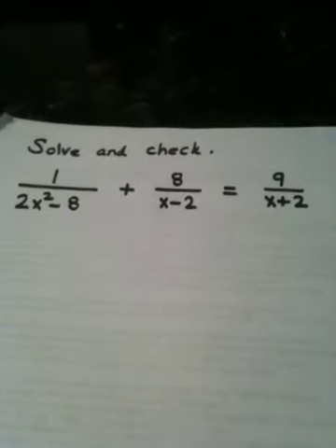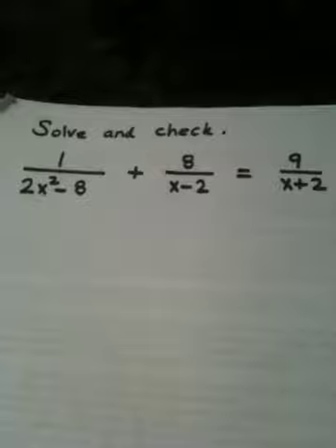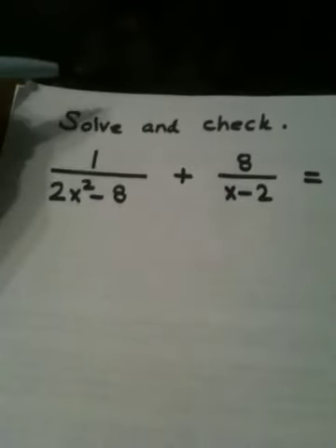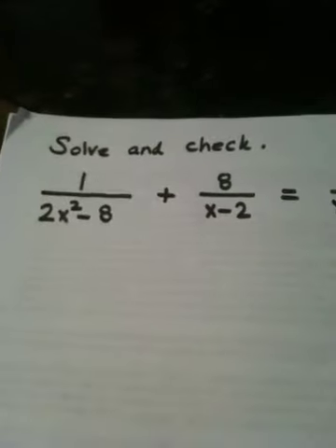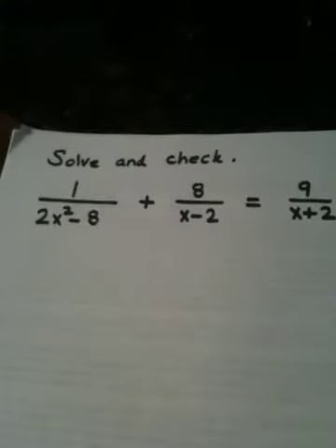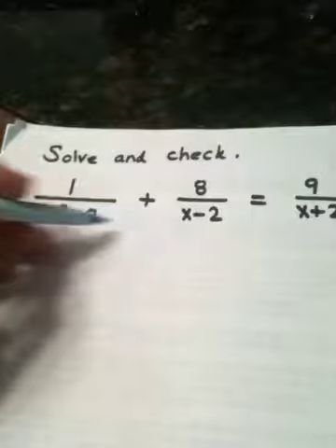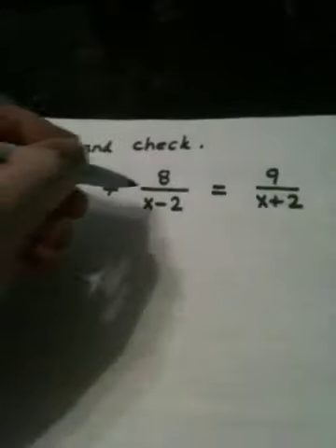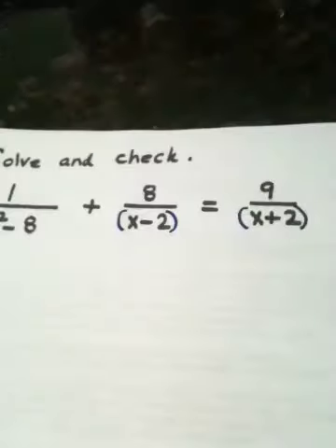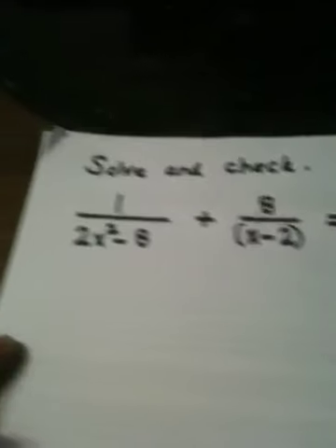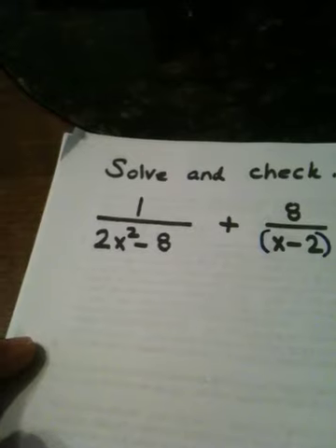Okay, ladies and gentlemen, let's continue with section 6.4. Notice the directions to this rational equation: solve and check. Whenever I start with a rational equation, the first thing I do is look in the denominators and make sure that every denominator is factored. The reason I do that is factoring the denominators helps me to find the restricted values.